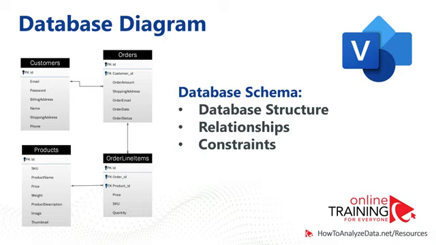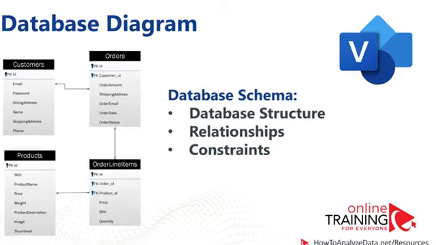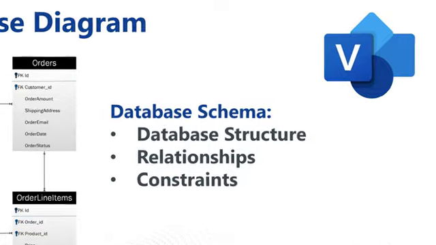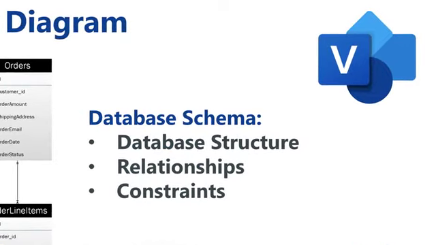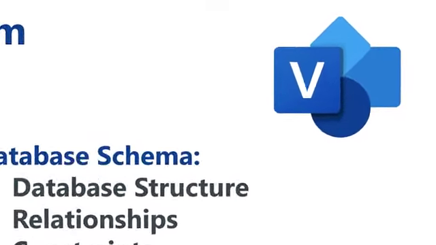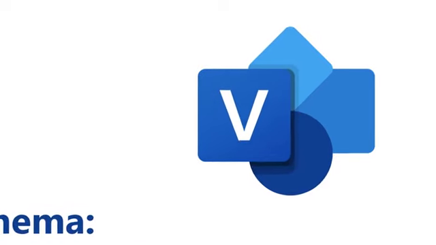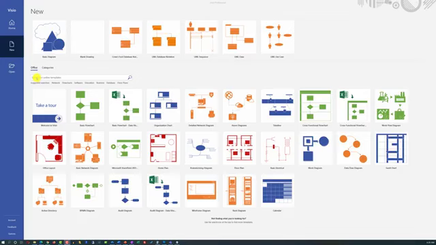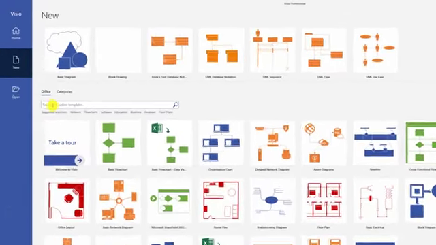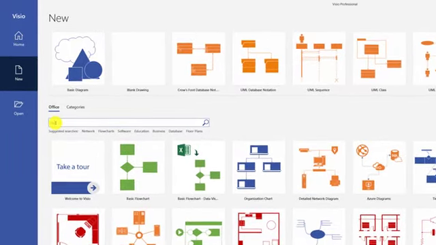A database diagram is typically created to depict database structure, relationships, and constraints of a relational database. And one of the best tools available on the market to accomplish this goal is Microsoft Visio. The best way to create an entity relationship diagram in Visio is to search for the keyword database.